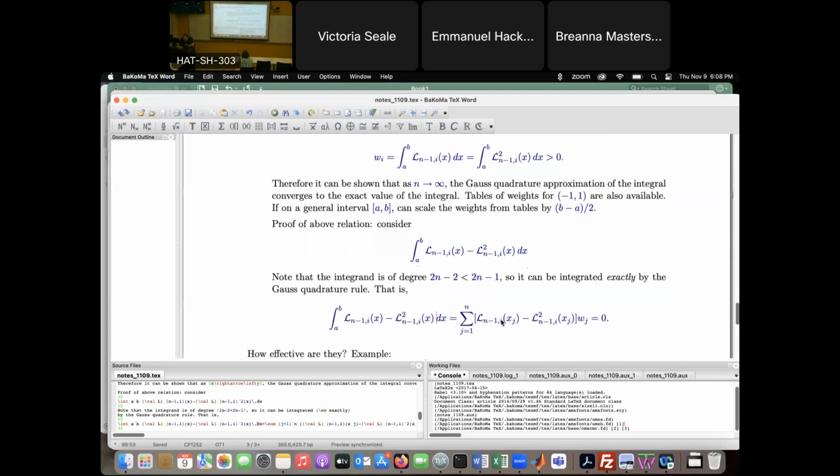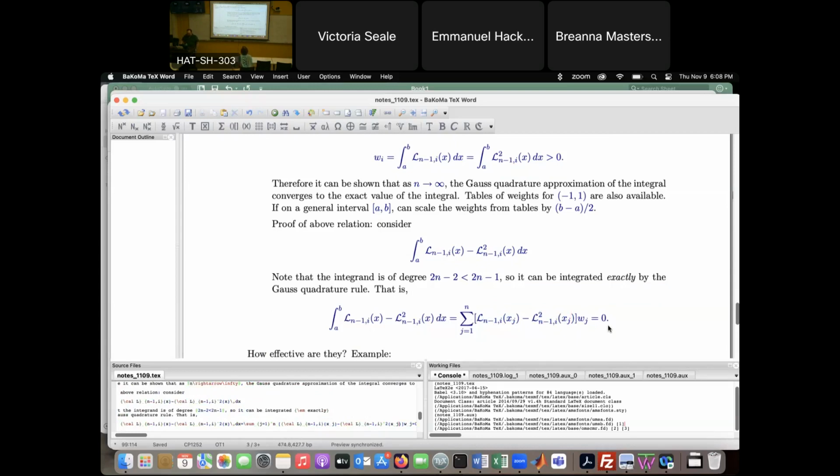At the nodes, remember, Lagrange polynomials at their own points are always equal to 0 or 1. And that's certainly true of a square also, because 0 and 1 squared are 0 and 1. So each of these terms in square brackets is 0, and the whole thing is 0.